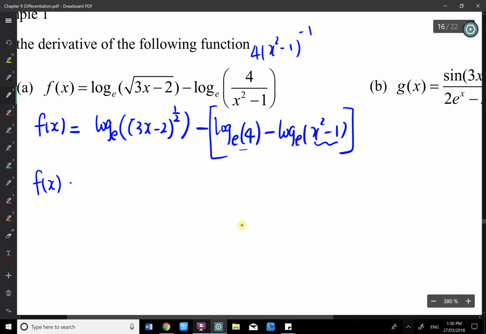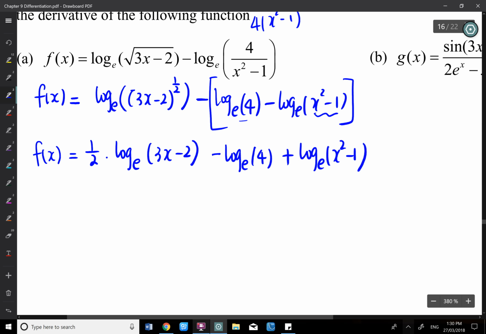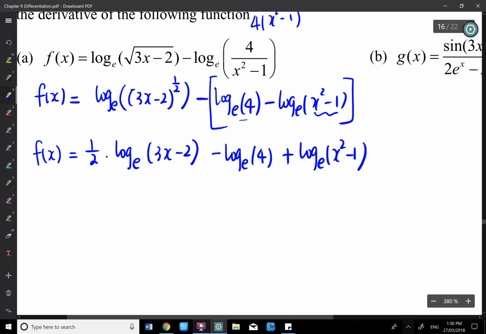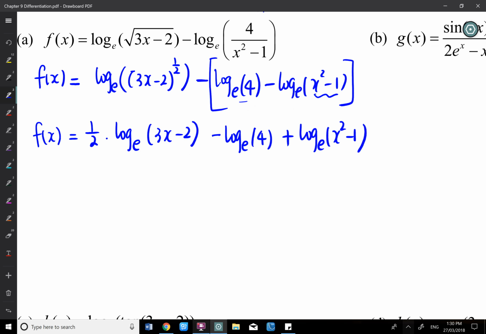And also the half can be dragged into the front. What I have left is a half of log e 3x minus 2 minus log e 4 plus log e x squared minus 1. So I can change the formula into this form, which allows me to derive it really easily. Deriving 3x minus 2 is easy. Deriving x squared minus 1 is easy. Everything is easy to derive in this case.